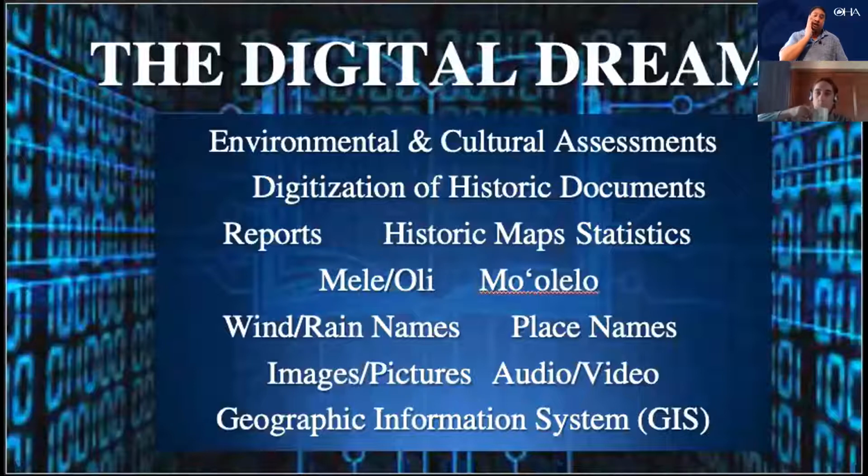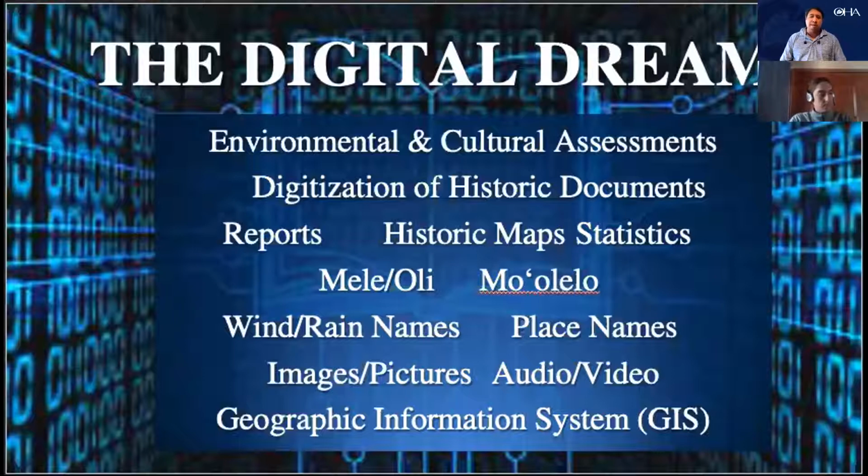And what did we want in it? Of course, we have those reports, those environmental assessments and impact statements. We also wanted access to digitized historic documents like letters, journals, Hawaiian language newspapers, and so forth. So the list kept growing, and then we included maps, statistics, mo'olelo, place names, and so on. And of course, GIS was a part of that.